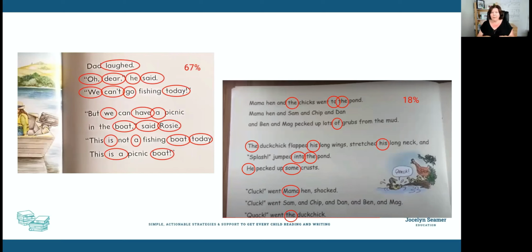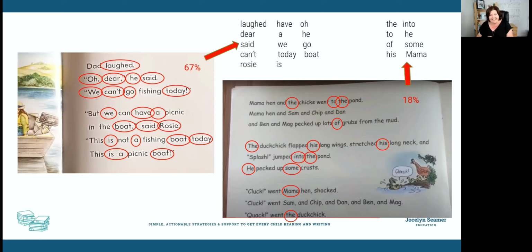So look at the difference there when we think about the cognitive load of the child. Let's look at the sheer number of words that are irregular. So this is from the leveled reader, and these ones here are from the decodable text, much more manageable.